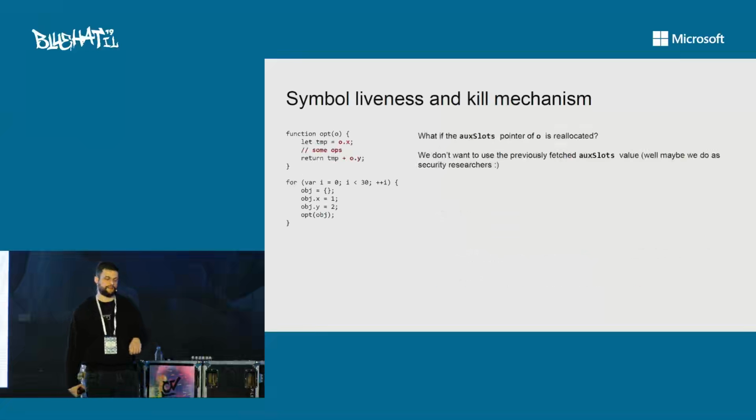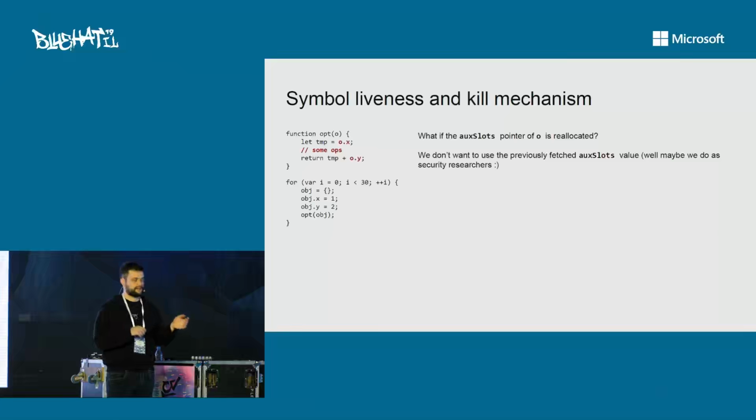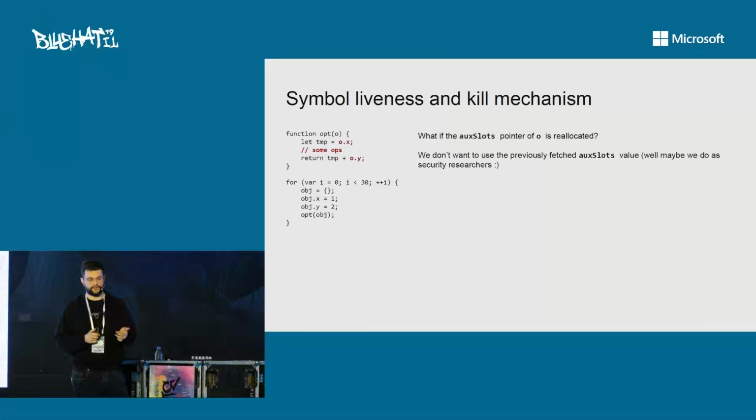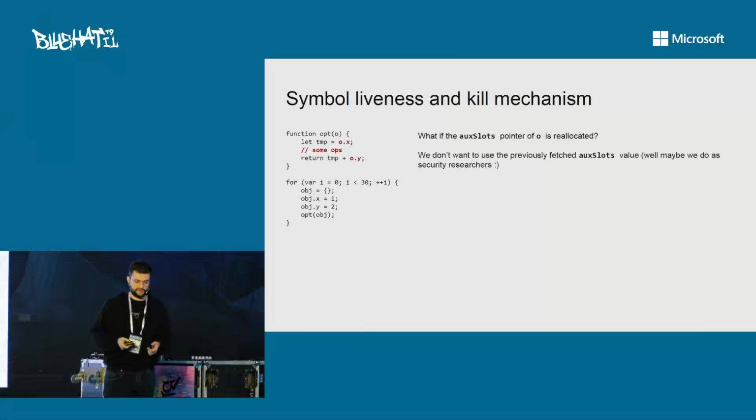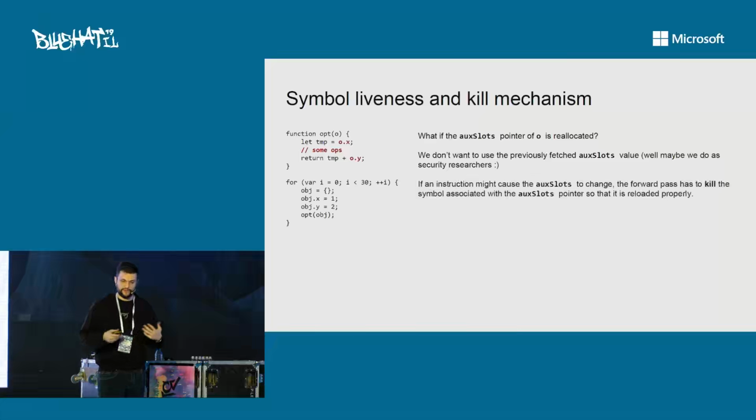Now the counterpart to that is that if we change the example slightly, and in between the time we fetch property X and we fetch property Y, we have some operations, and those operations might cause the property value array to be reallocated, what do we have to do in that case? Well, you don't want to use a previously fetched value because you would then read from free memory. Maybe you do if you're looking for bugs, but the Chakra developers probably don't want that. And so you have to use the counterpart mechanism, which is called the kill mechanism.